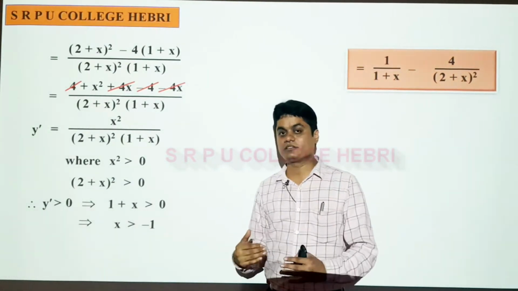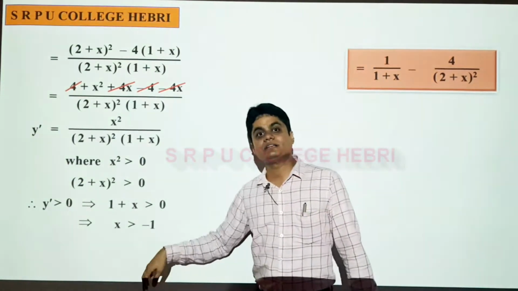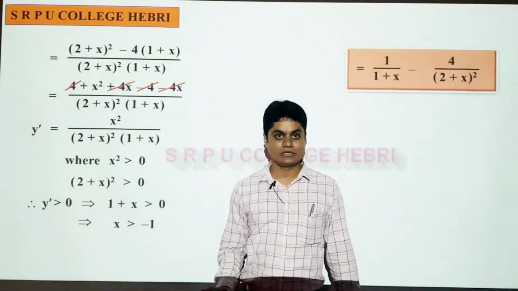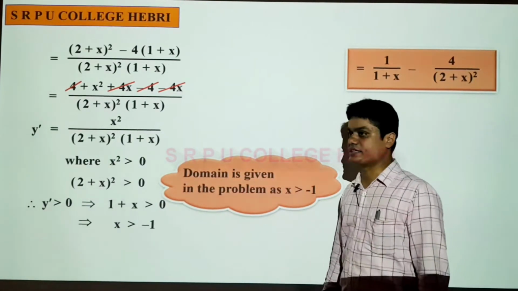So that is the conclusion. We assume the result, we got some interval, and that interval is nothing but the given domain in the question. Understood? Very good. So next question. The same thing which I explained just now.